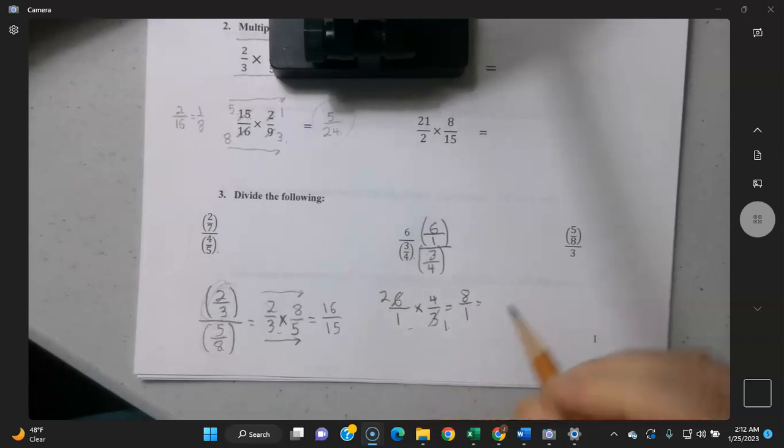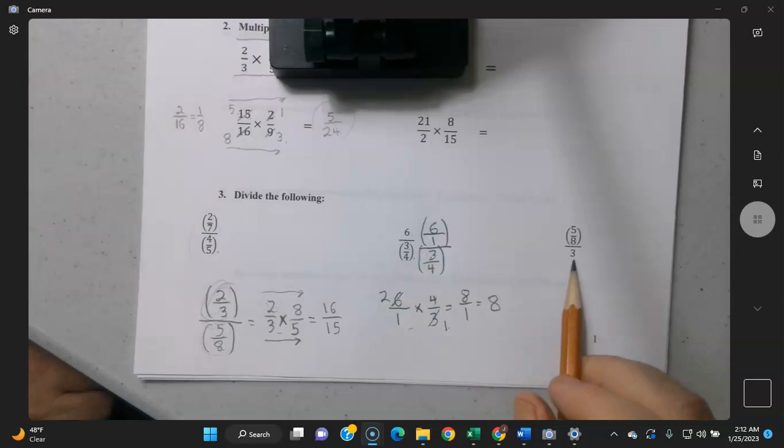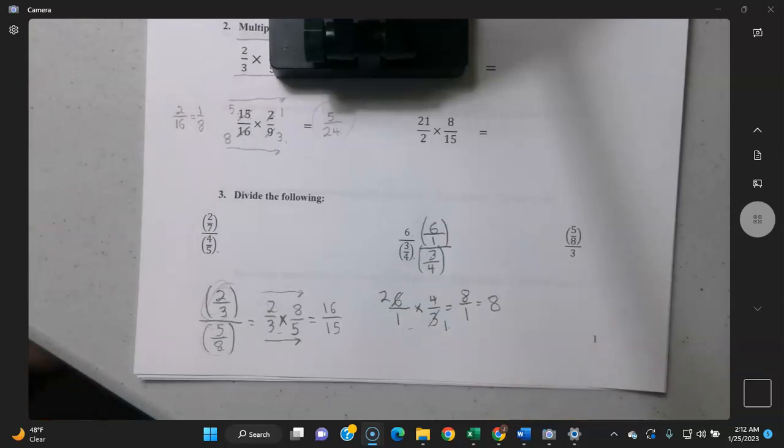And of course you don't leave it as 8 over 1. It's just 8. Okay. This one you do the same thing. You're going to put a 1 underneath the 3. 3 over 1. And then you do the same process. Flip and multiply. Okay. All right. Let's keep going.